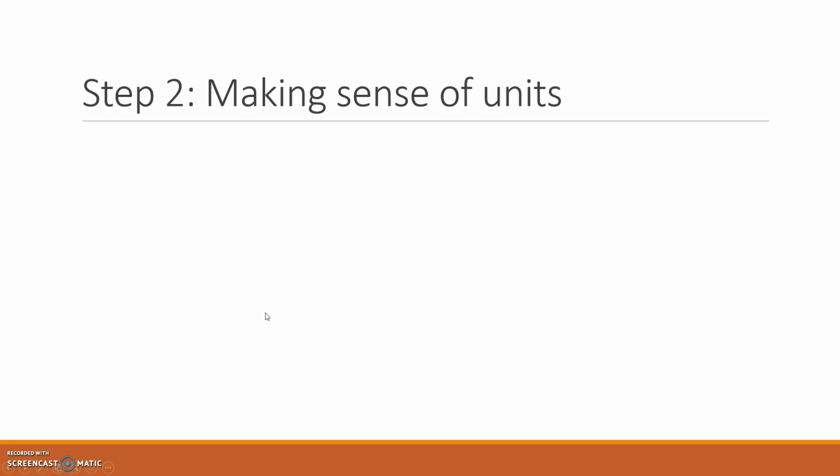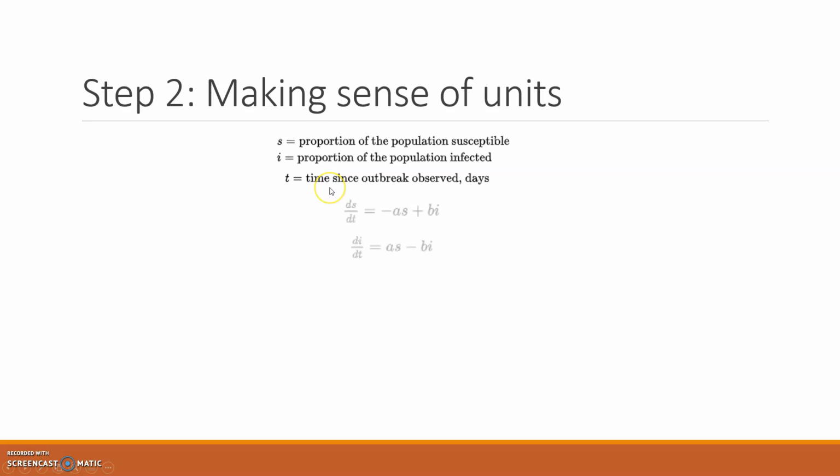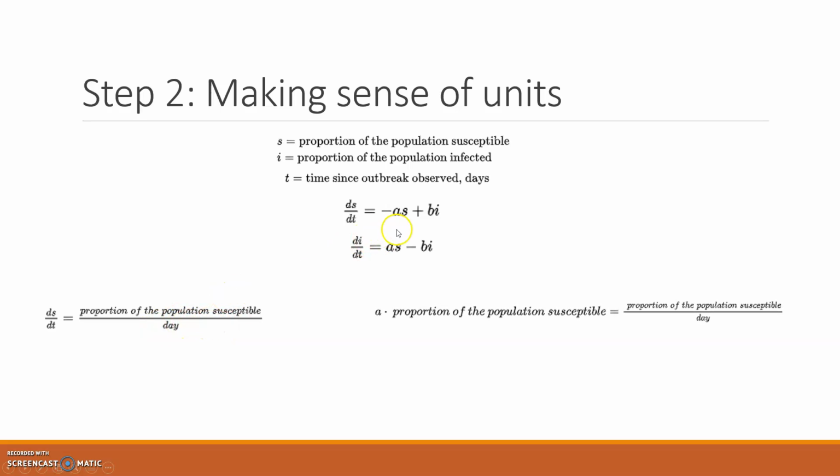So step 2 is making sense of the units. Here's some stuff we already know. And we know dS/dt, in its units, has to be equal to the proportion of the population susceptible per day. And so each term has to be in those units.